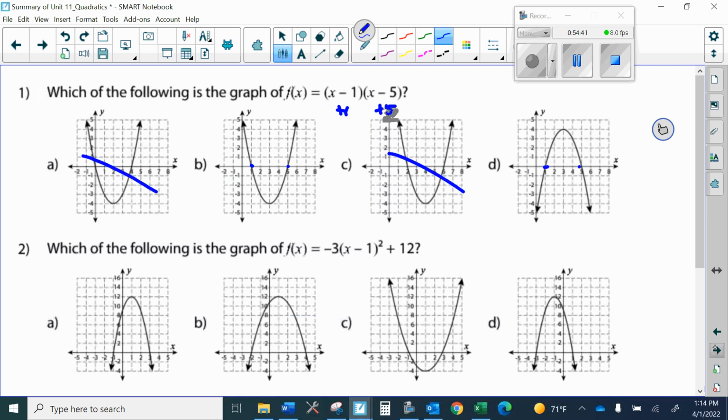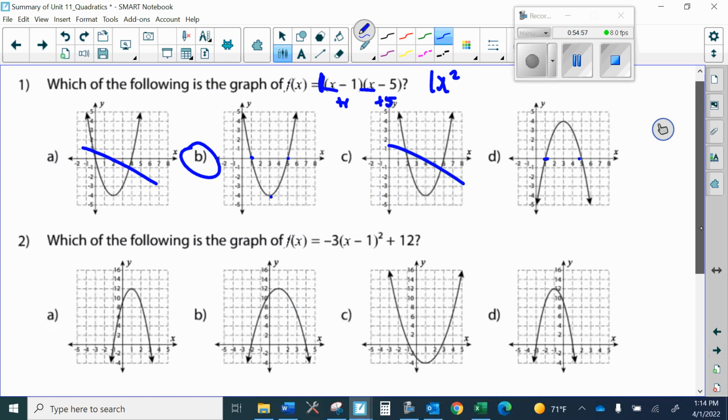So how do I know which one of those is? This one opens up, this one opens down. Well, what's my a here? When I do x times x, that's 1x squared, times the 1 out front is 1x squared. So a is 1, so it opens up, so it has to be b. Very simple. I'm just quickly going through this as a quick review.